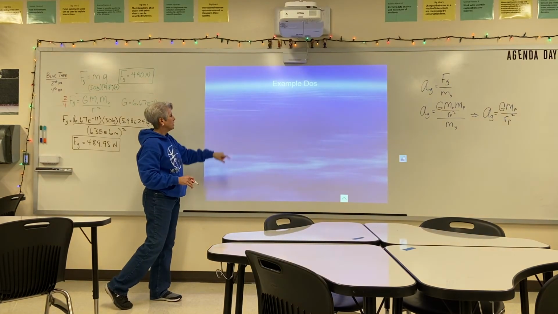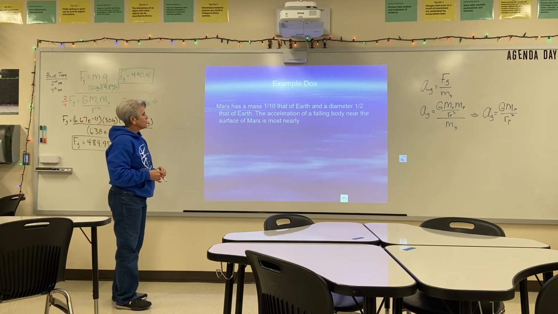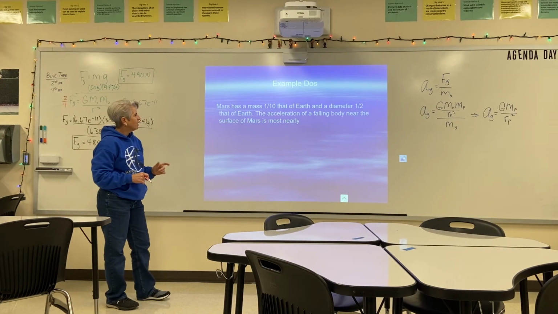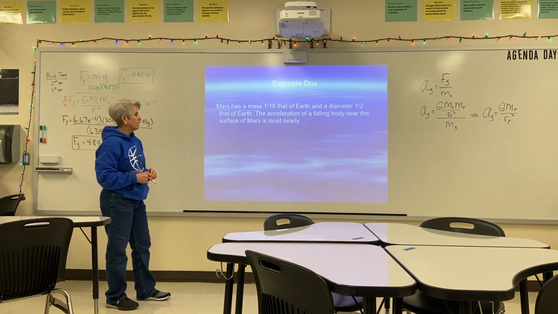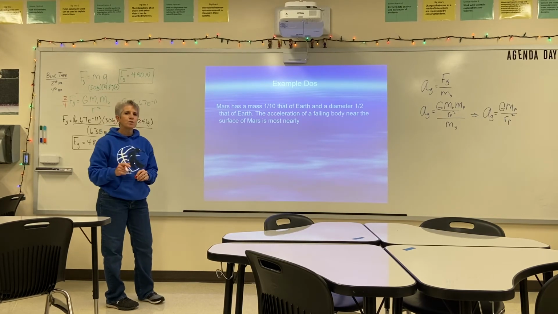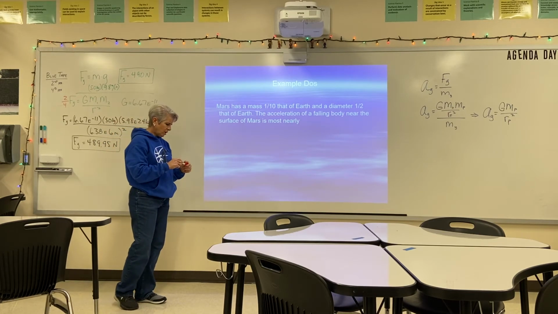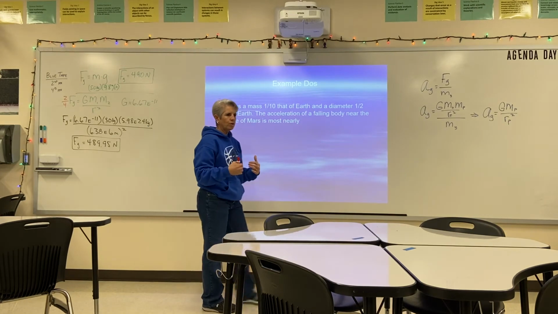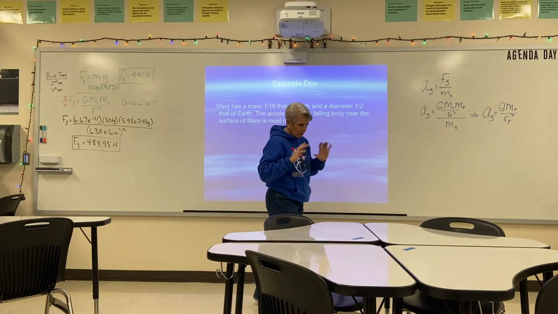Let's take a look at another example here real quick. This says Mars has a mass 1/10 that of Earth and a diameter half that of Earth. The acceleration of a falling body near the surface of Mars is most nearly what? Well, let's take a look at acceleration. We understand acceleration on Earth to be the rate that all things fall.